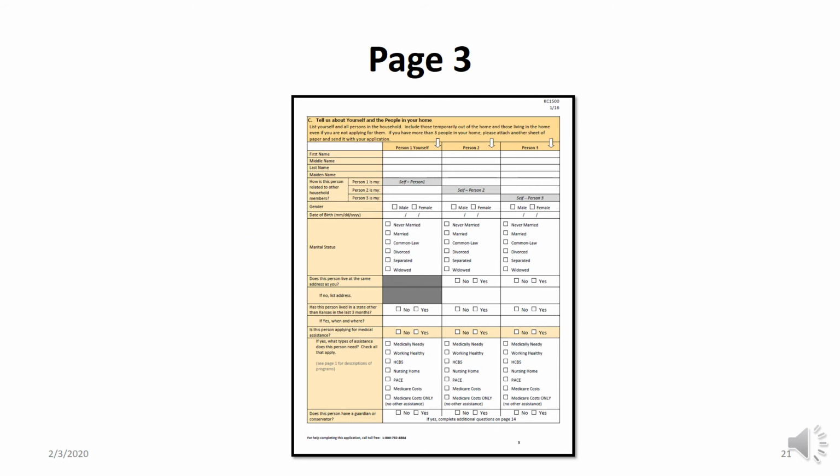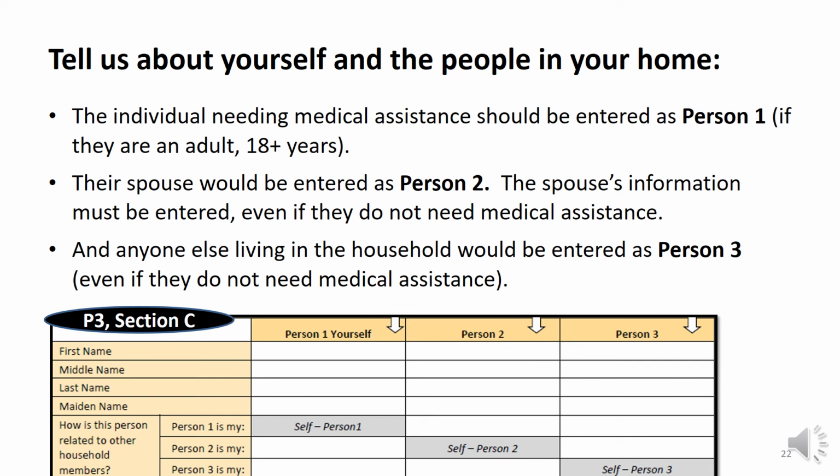Page 3 of the application. Tell us about yourself and the people in your home. The individual needing medical assistance should be entered as person 1 if they are an adult 18 years or older. Then their spouse would be entered as person 2, and the spouse's information must also be entered even if they do not need medical assistance. And anyone living in the household would be entered as person 3 beyond that, even if they do not need medical assistance.